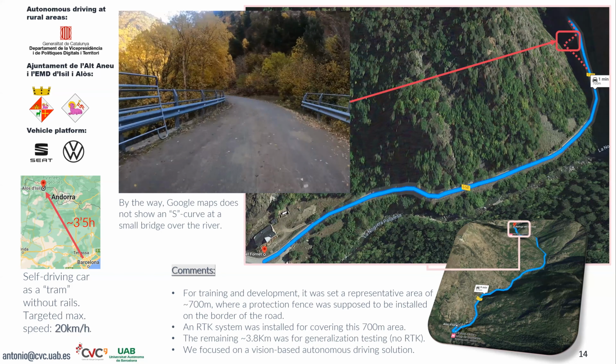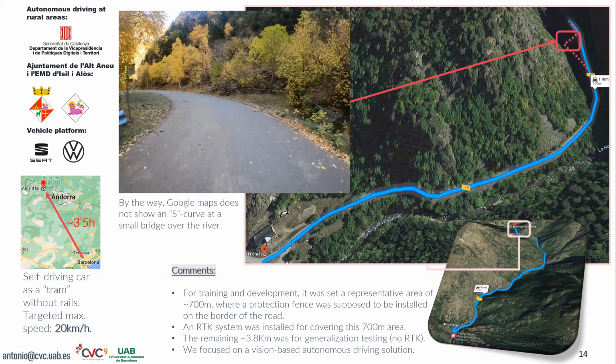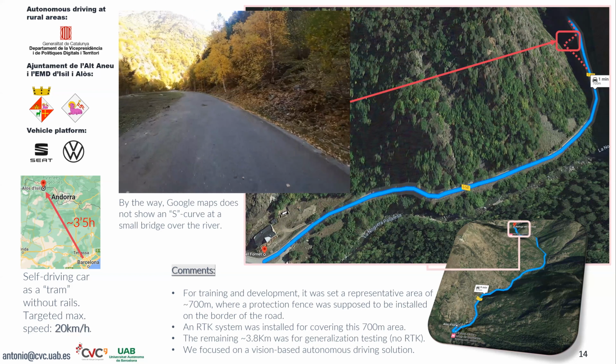It was tricky because even using Google Maps, we were aware that the road that you can see in the Google Maps is not really exactly what you get there. It was missing a bridge, which is a very hard curve that has to be taken into account.